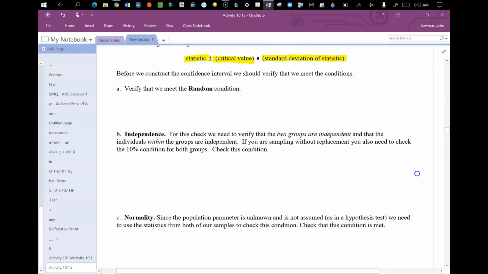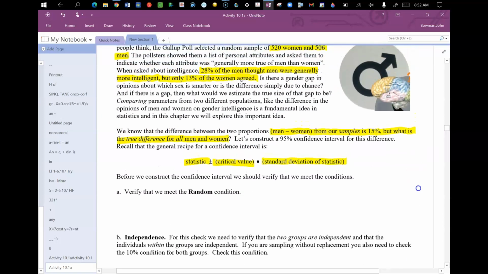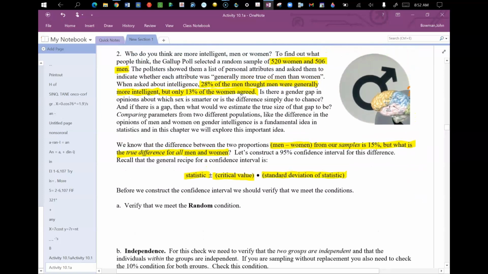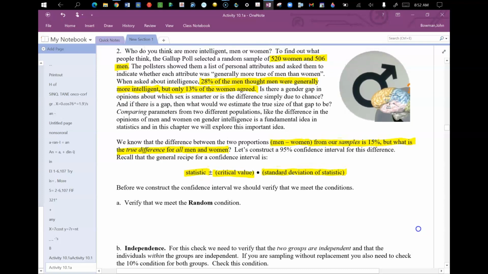So in this case, they took a random sample of 520 women and 506 men. We're going to assume that those populations are each at least 10 times larger than their sample sizes. Now, how do we go about justifying independence between the two samples? It seems reasonable that if they were both randomly selected, that they are independent of each other.